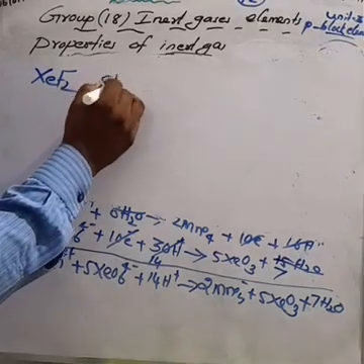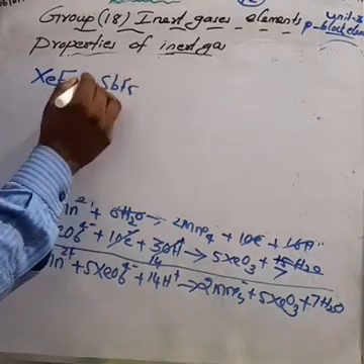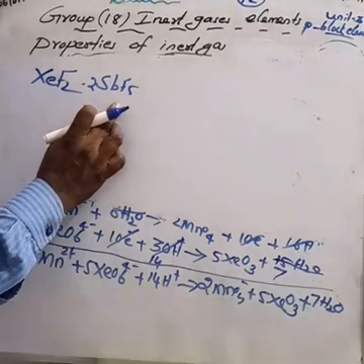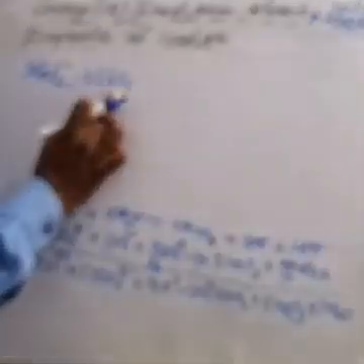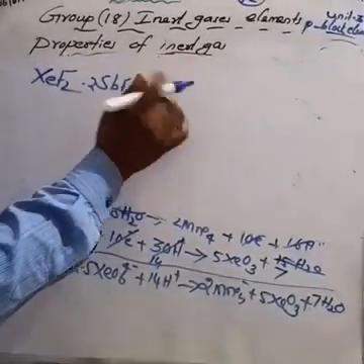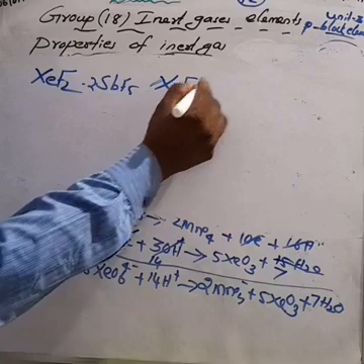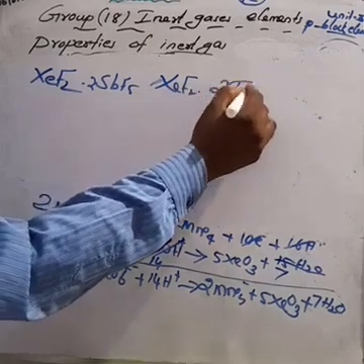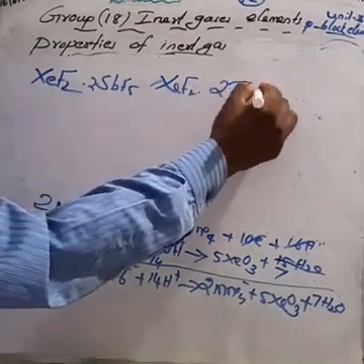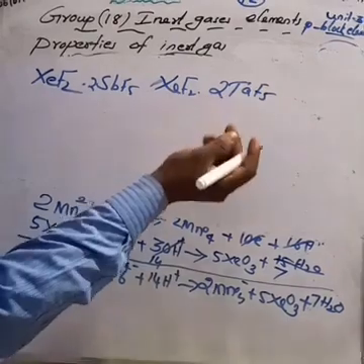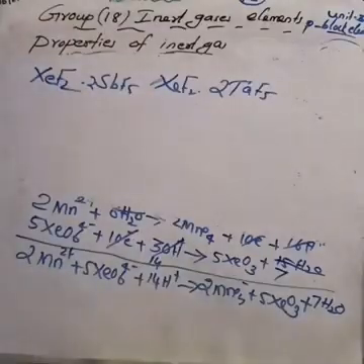That is XeF2 with SbF5, that is antimony pentafluoride, am I right? SbF5 means antimony pentafluoride, and XeF2, and we get XeF2·2TaF5, tantalum pentafluoride. Try to learn this one, for sometimes it may be asked as a one-word question.